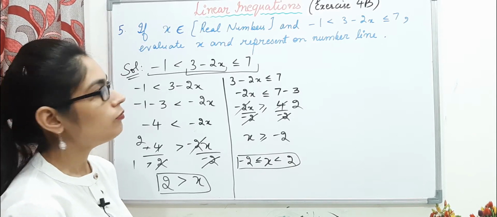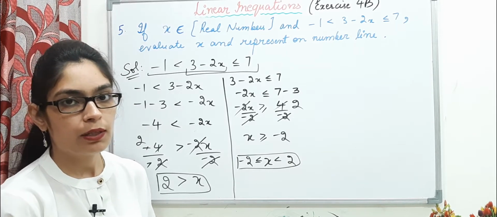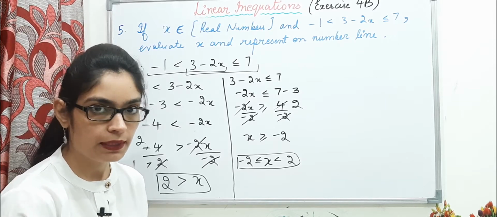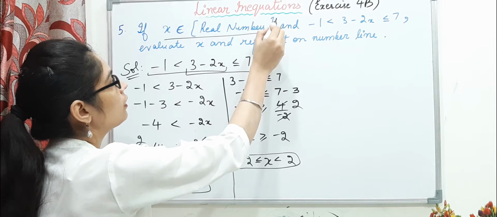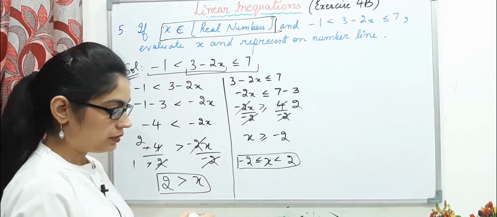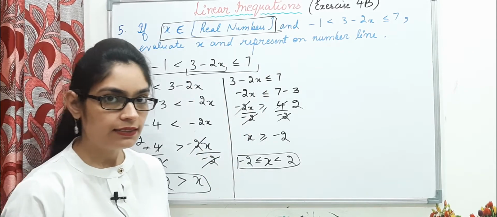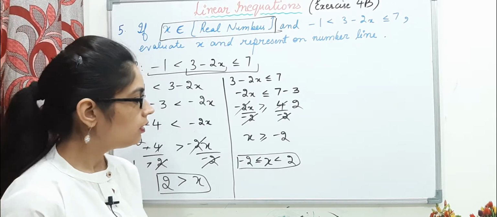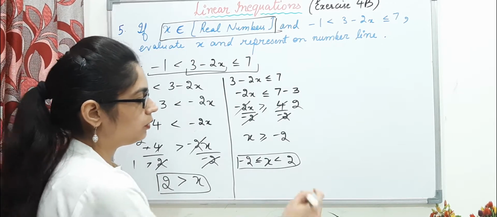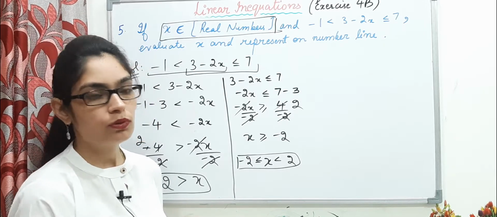See, one thing we have to see before plotting on the number line, you have to check the replacement set. It's very important. Here the replacement set is the set of real numbers. Replacement set is that set from which we choose our solution set. Because only the solution set we have to draw on a number line.